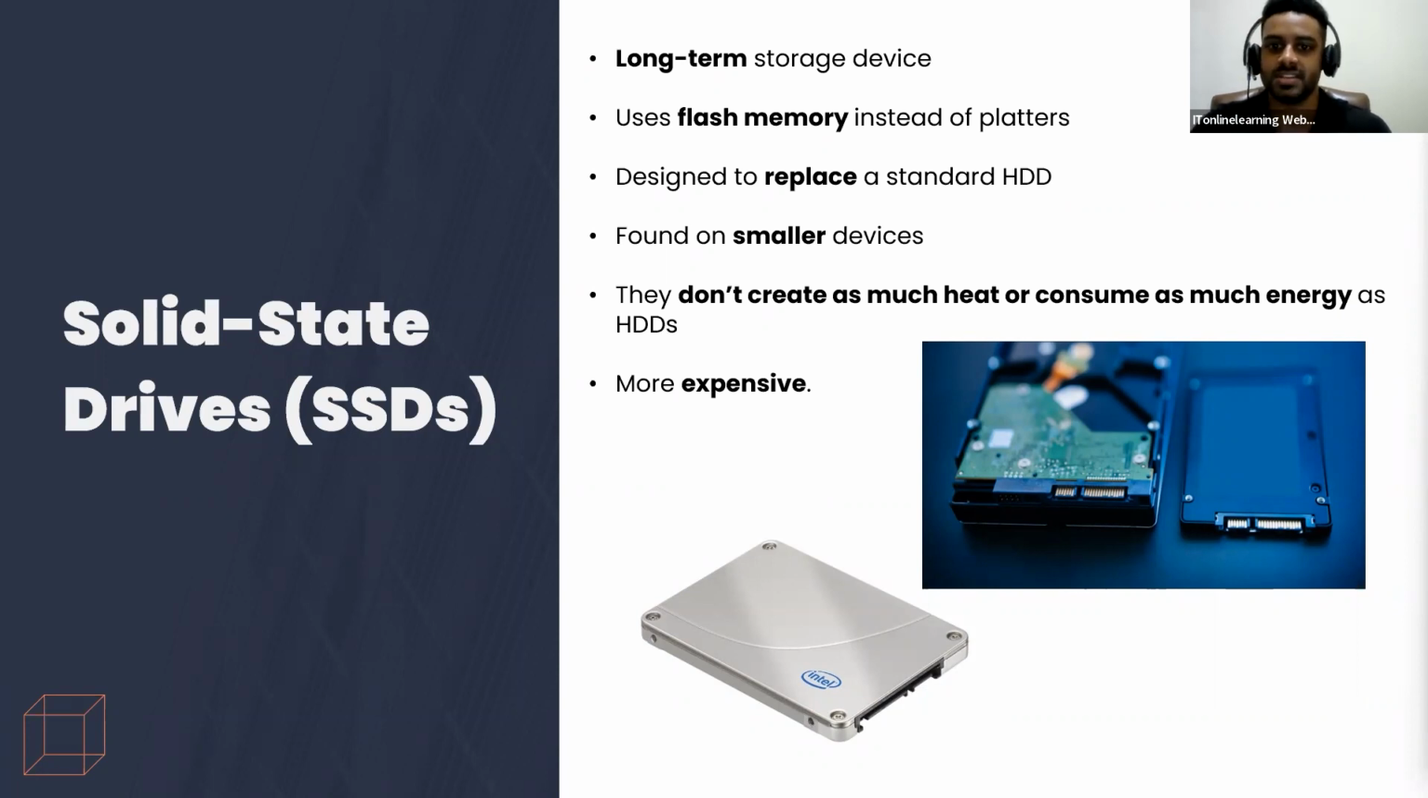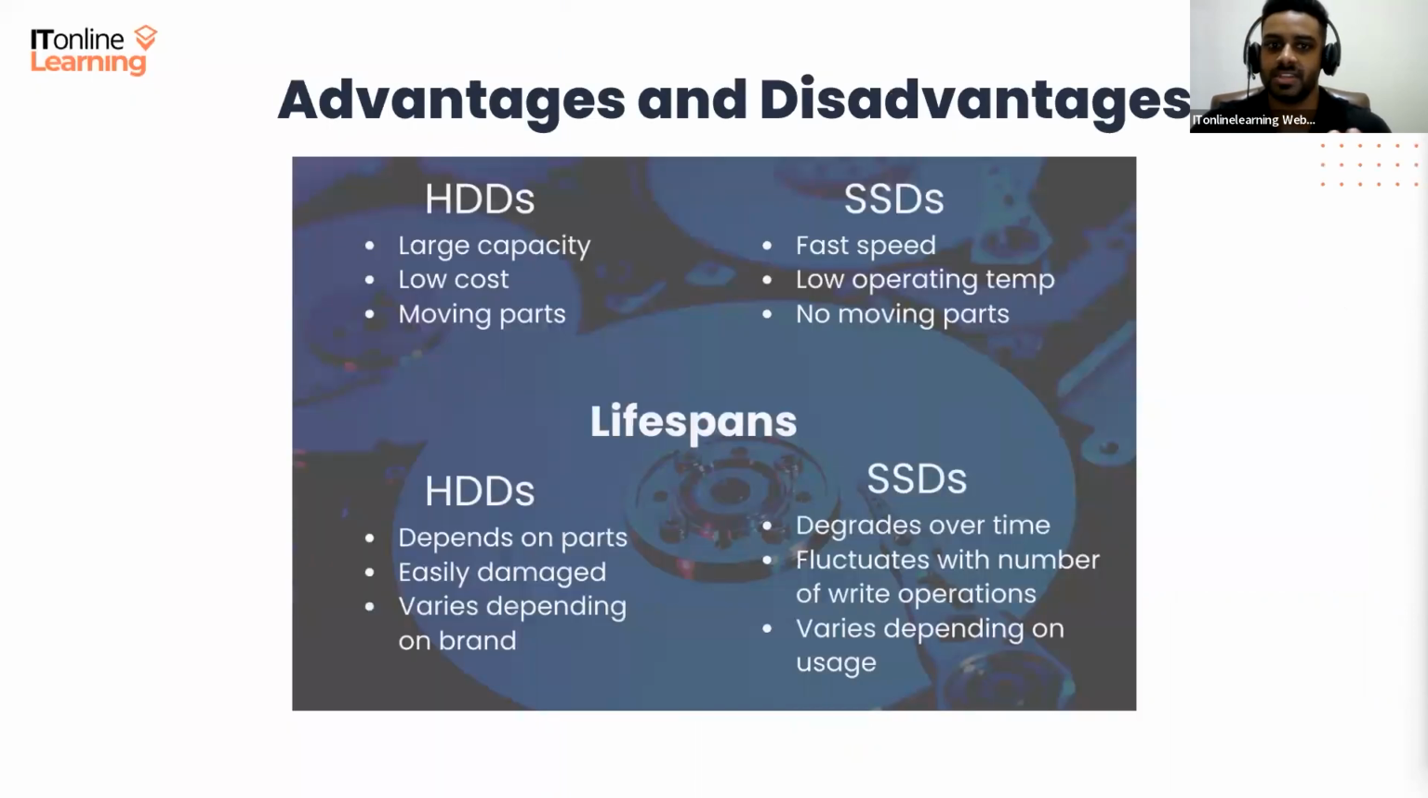So SSDs are also found in many other devices, such as our smartphones, laptops, cameras, watches, and fitness trackers. They're smaller and lighter than a hard disk drive. And because they don't have any mechanical parts like hard drives do, they don't create as much heat or consume as much energy, and they're much more reliable, but keep in mind that they are much more expensive as well. So let's look at some of the advantages and disadvantages of an SSD and a hard drive.